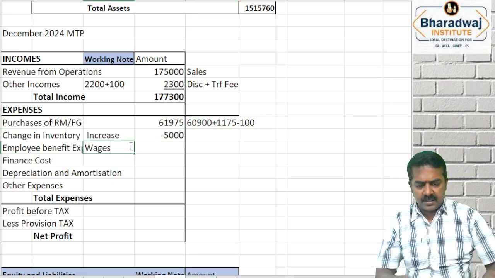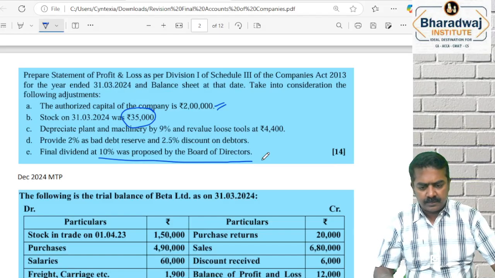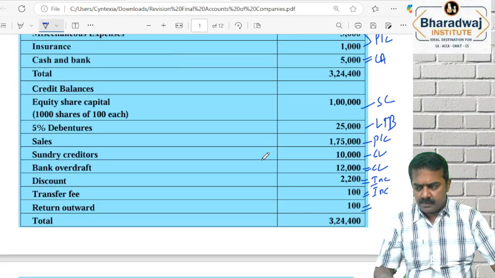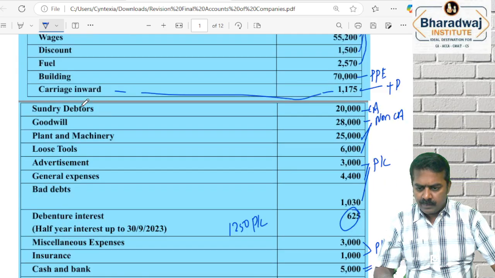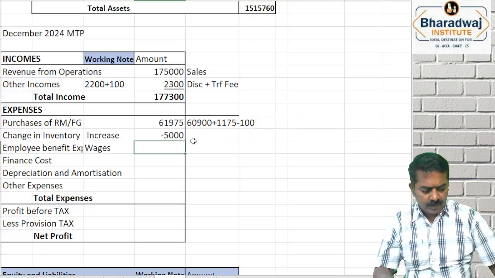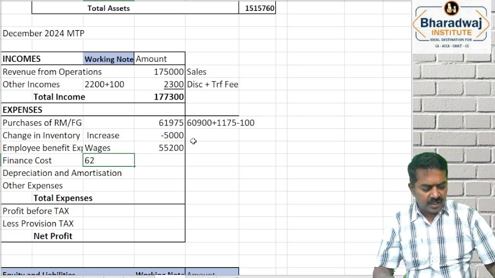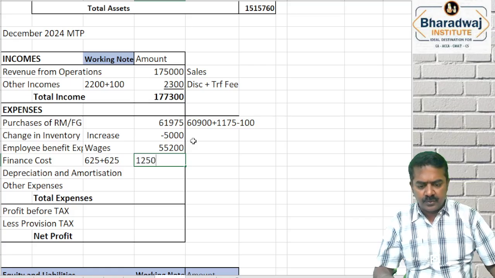Employee benefit expenses, nothing but wages. What is the wages amount? $55,200. Finance cost 625 is paid for 6 months, which means the remaining 625 is outstanding for the remaining 6 months. 1,250 will come.